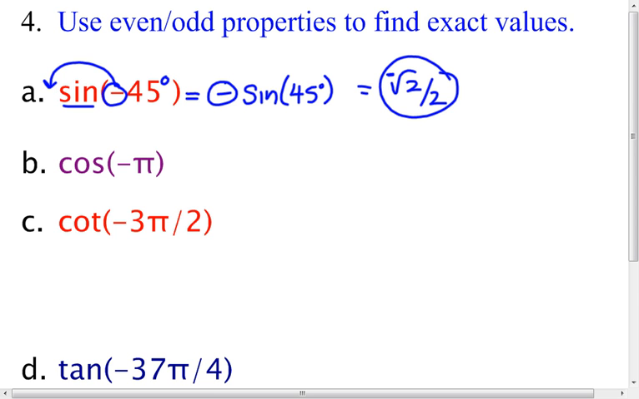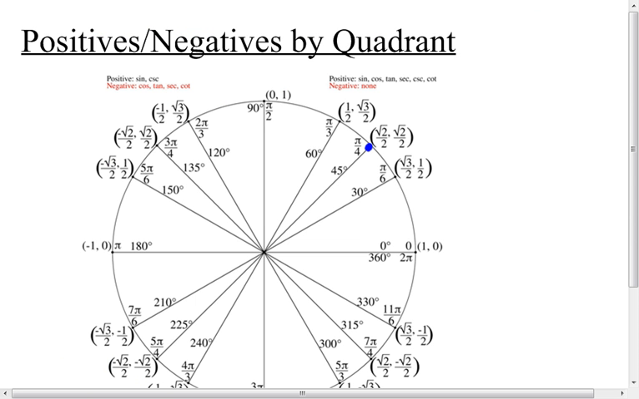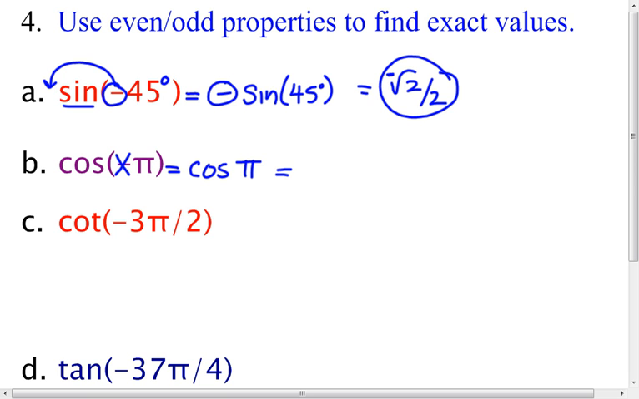Okay? Next one, cosine happens to be an even function. Cosine is an even function, and so this negative right here can just be dropped, and it will be the same thing as cosine at positive pi. Okay, so I go to my unit circle again. Positive pi is over here. Cosine is your left-right value, or your x value, and so cosine will be negative 1.